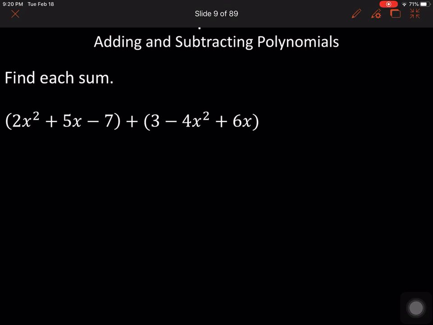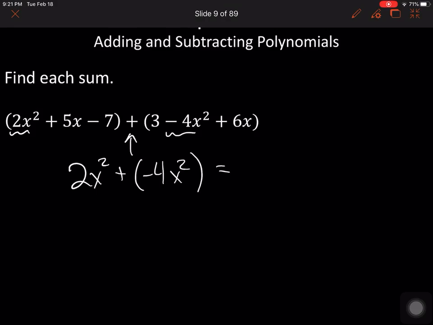So let's work through this example real quick. 2x cubed, 2x squared. Are there any other x squared terms? There's a negative 4x squared. So we're finding the sum, adding these two things together. So the 2x squared is being added to the negative 4x squared. Now, adding and subtracting doesn't change the exponents. When we get done, if we have any, they will still be x squareds. 2 plus a negative 4 means I've got negative 2x squareds.